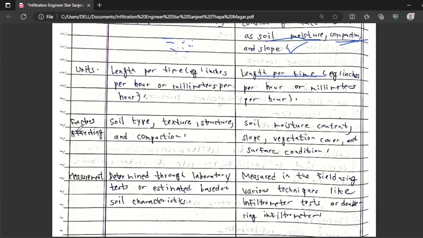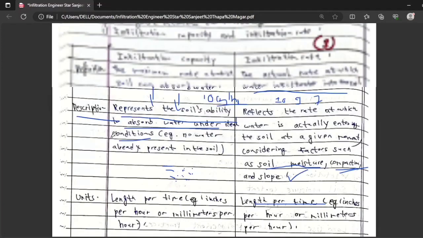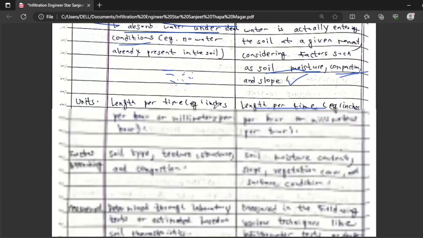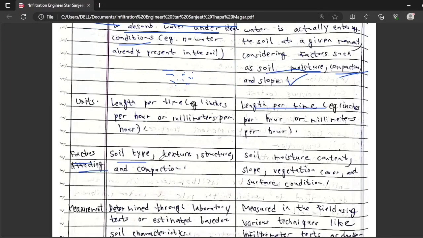Next is factors affecting infiltration capacity. These are soil types, texture, structures and compaction. And here is soil moisture content, slope, vegetation cover and surface condition.